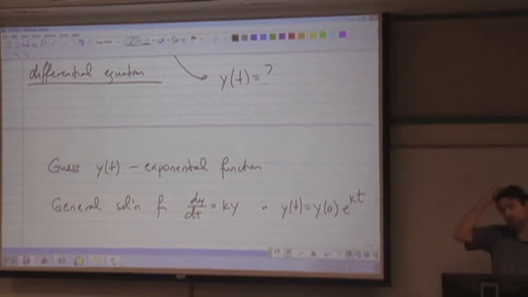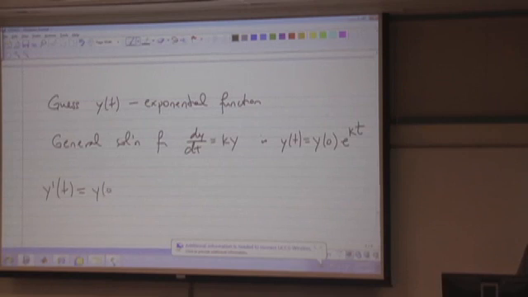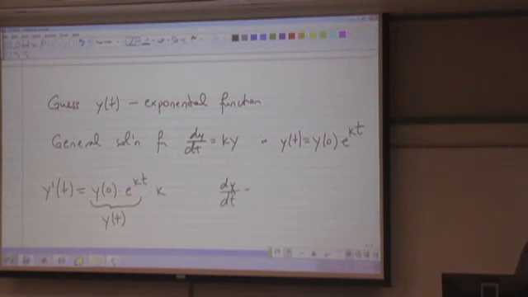Wait, where's the e go? When we take the derivative of e to the kt, we get e to the kt. Okay, what's y prime? It's y of 0 times e to the kt times k, right? What is this? This is y of t. So this says that dy over dt is equal to y times k, which is our differential equation.